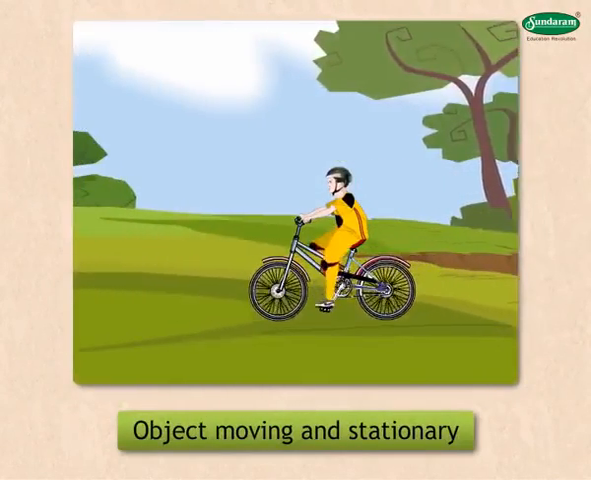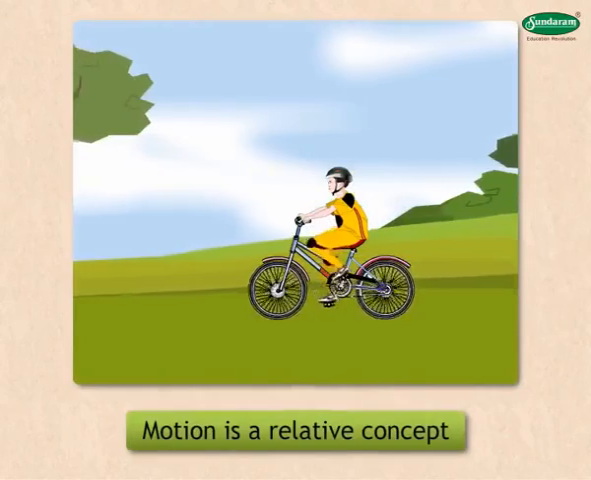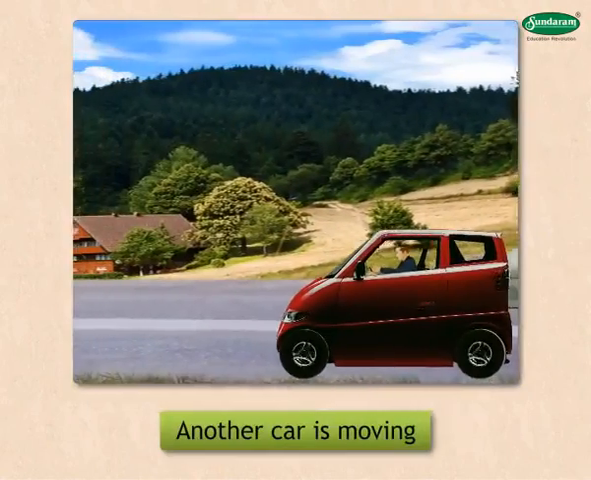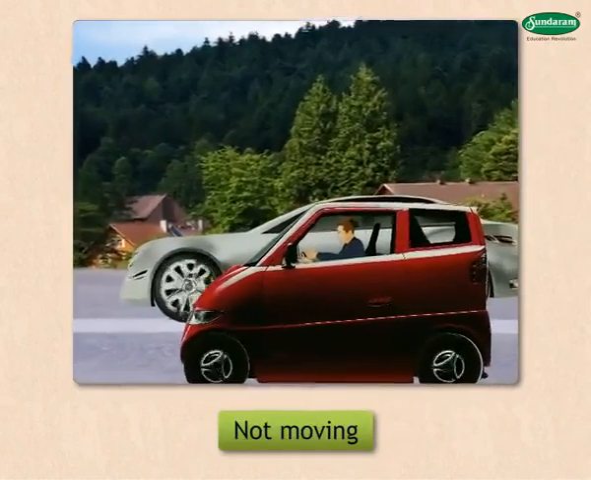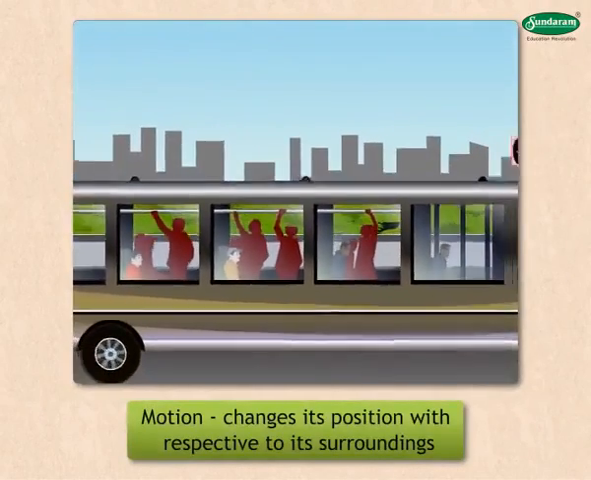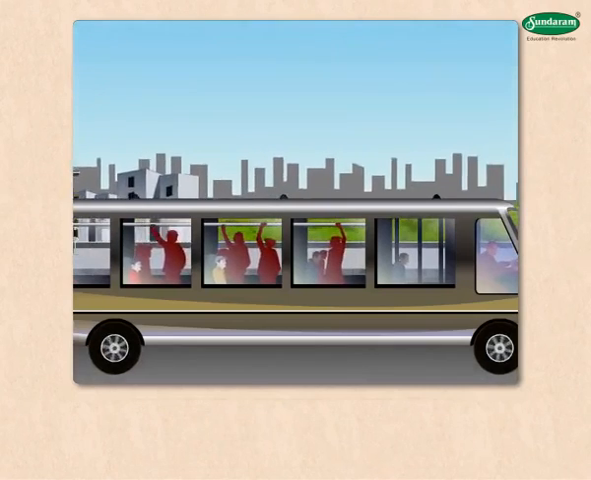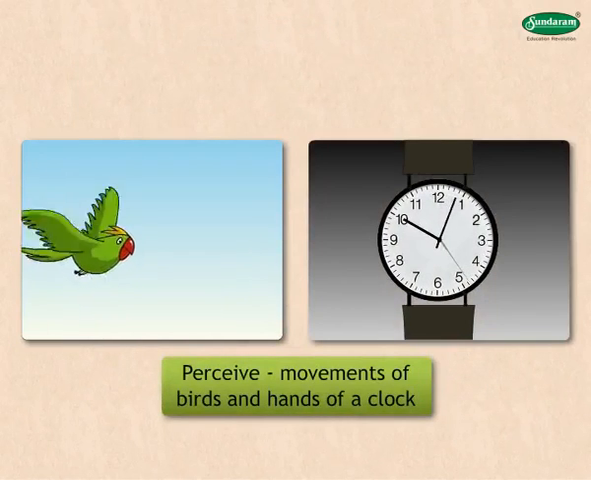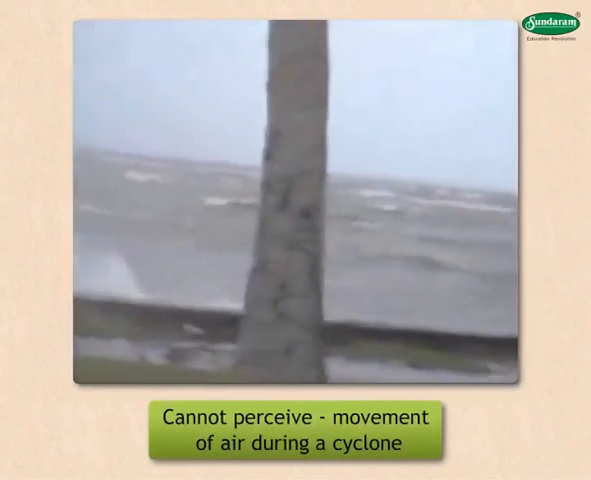An object may appear to be moving for one person and stationary for some other. It means that motion is a relative concept. For example, if you are sitting in a car and another car is moving with the same velocity beside you, and if you look at that car, you will feel you are not moving. A body is said to be in motion if it changes its position with respect to its surroundings and is said to be at rest if it does not change its position with respect to its surroundings. We are able to perceive the movements of birds and the movements of hands of a clock. We cannot perceive the movement of air during a cyclone.